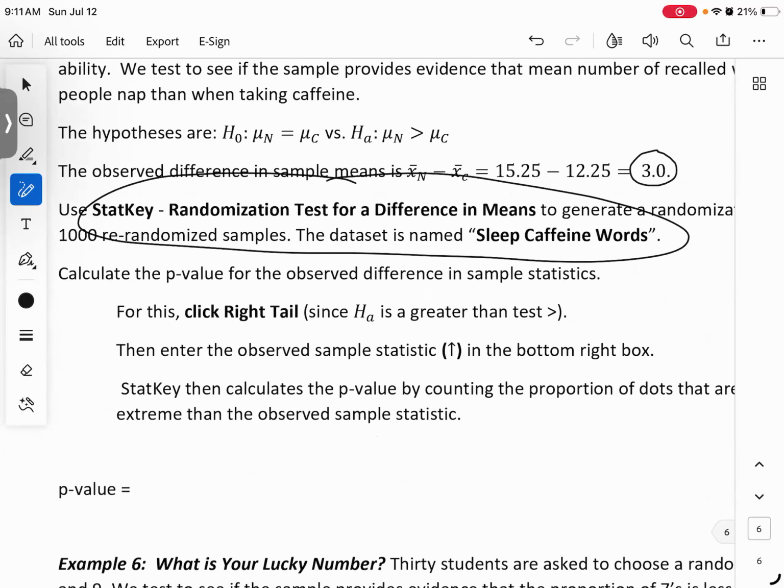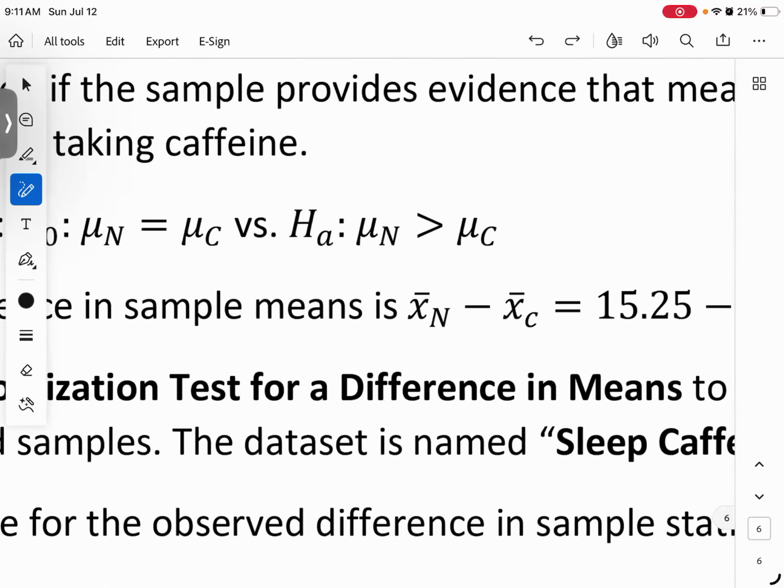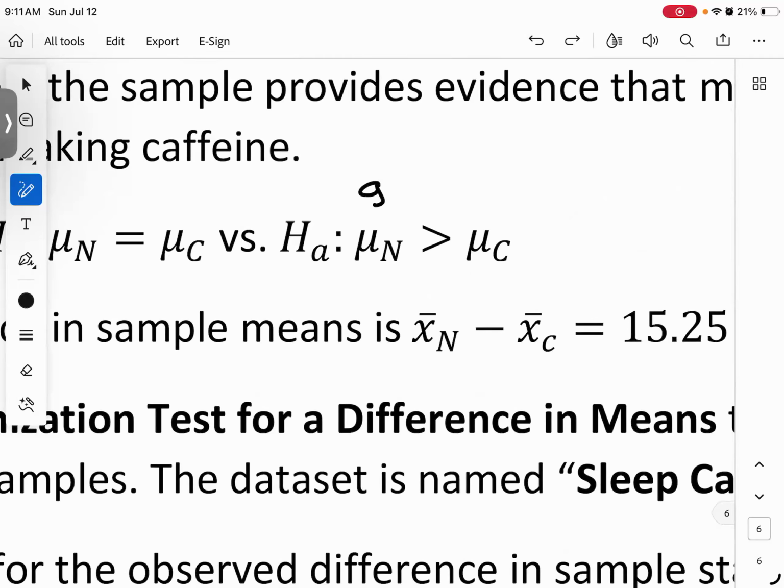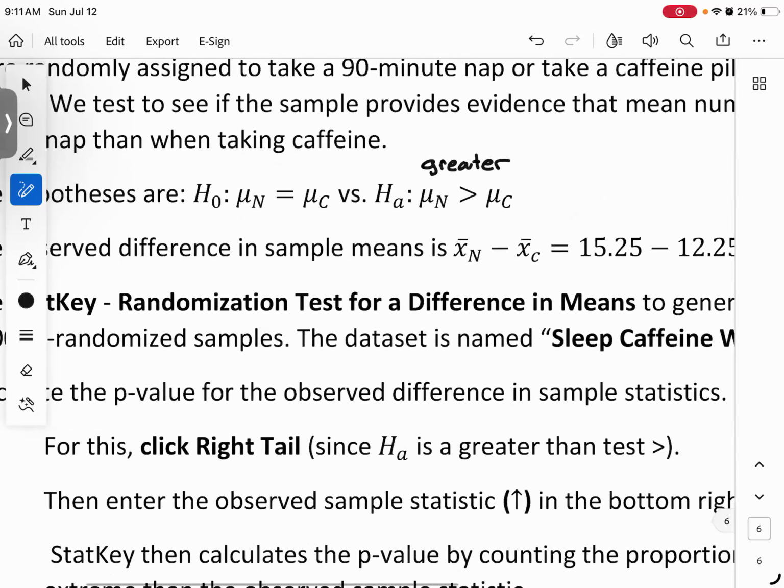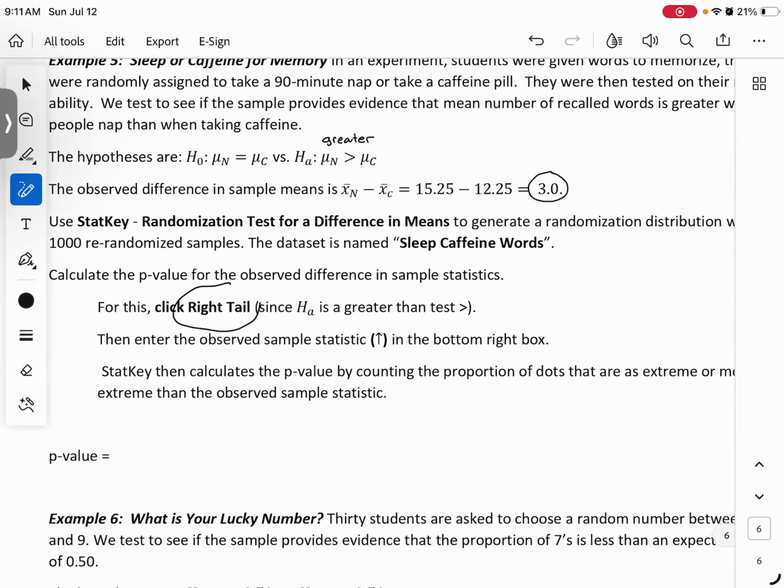Homework would do the same thing. It'll let you know what the name of the data set is and where we're going to go. We're going to go to the randomization test for a difference in means. Now, because this was arguing for greater than, we're going to be using the right tail. So anytime you do greater than, you're going to be focusing on the right tail to go count your dots.